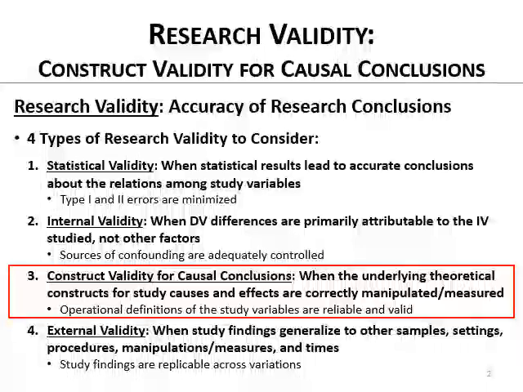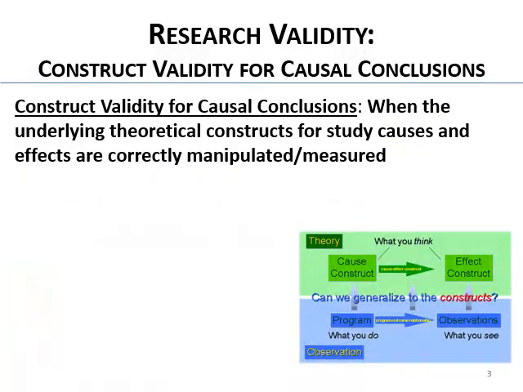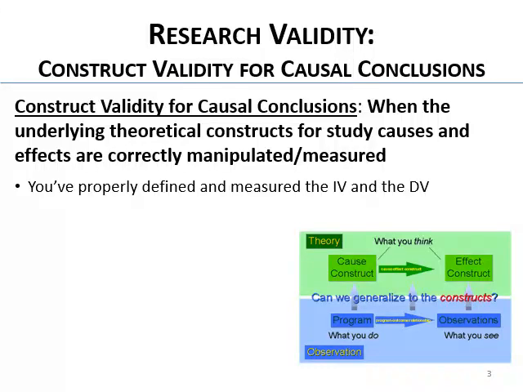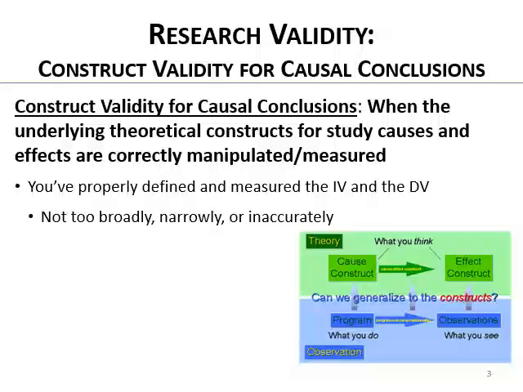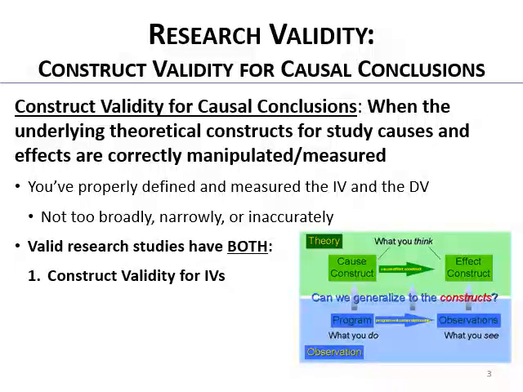Let's do this. So construct validity for causal conclusions is when the underlying theoretical constructs for your study causes and effects have been correctly manipulated or measured. Right? You correctly measured the DV, correctly manipulated the IV. And so it's when you've properly defined and measured them, meaning not too broadly, not too narrowly, and not inaccurately. So valid research studies have both construct validity for the IVs and construct validity for your DVs.